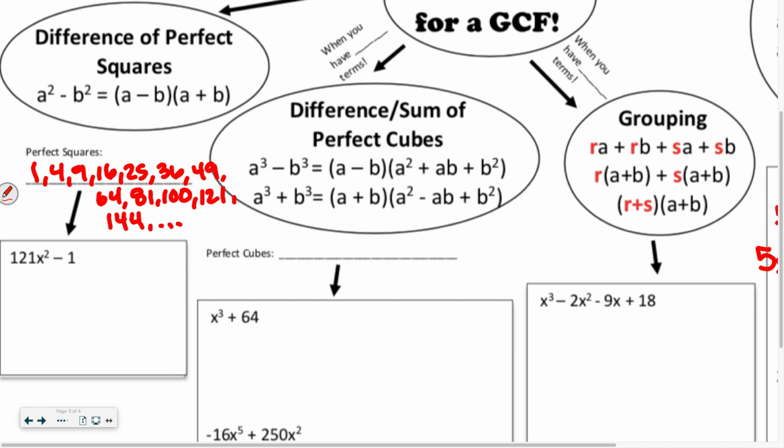Alright, so we've got 121 x squared minus 1. Kaylee, how many terms would difference of perfect squares have? 2 terms.